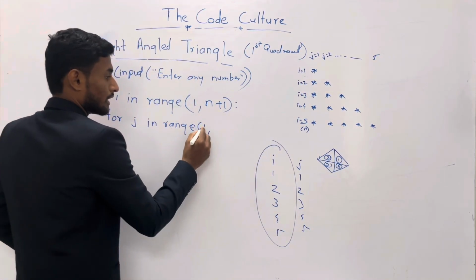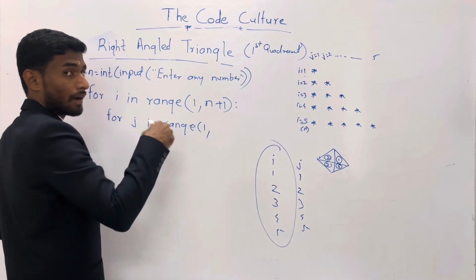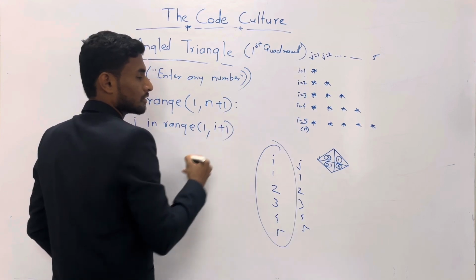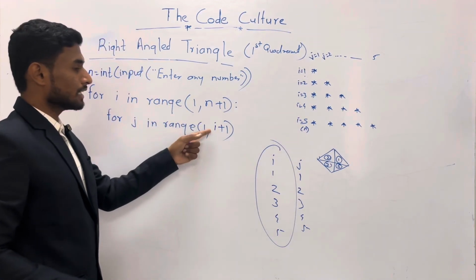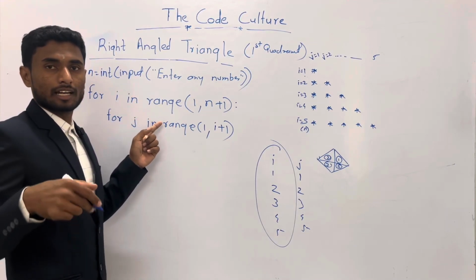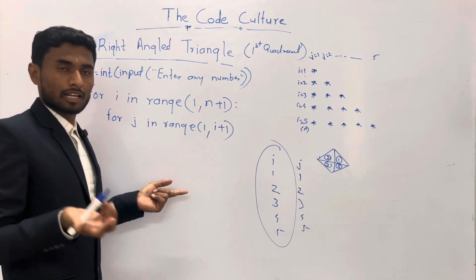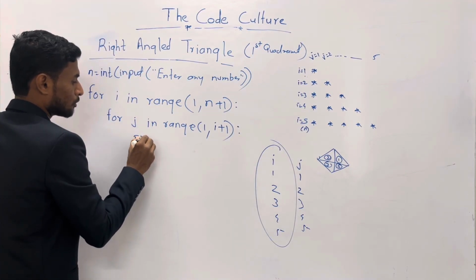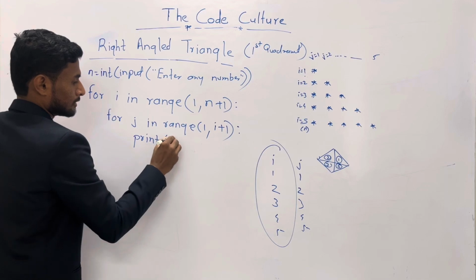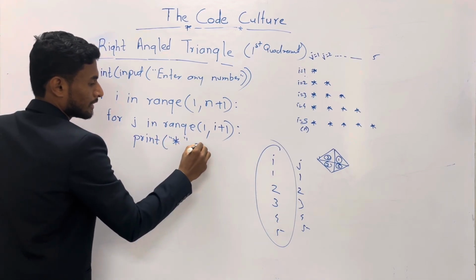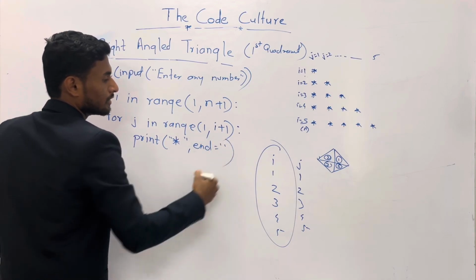So I want to repeat this for loop I times, means I will start with 1 and go up to I plus 1. Because if the value of I is 1, then this inner for loop will repeat only 1 time. If the value of I is 2, then I will repeat inner for loop 2 times. Okay, within that, you know what to print. You have to print star, okay, and end function to avoid the new line.